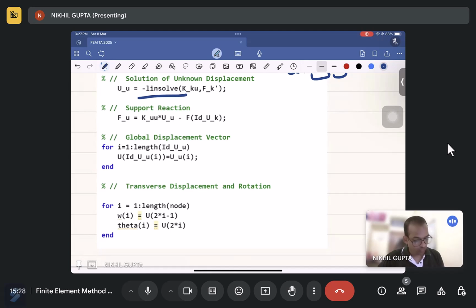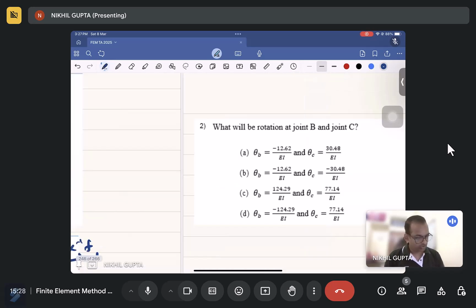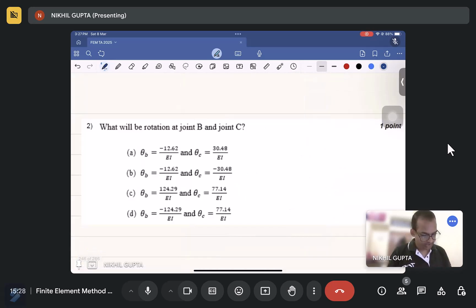And if you want to distribute it, we can do it for each of the nodes as w_i and theta. We can distribute it. So if you talk about the questions, the first question was covered, it was theoretical. If you see the code, I'll share the code results.